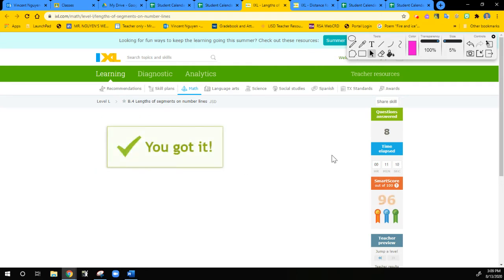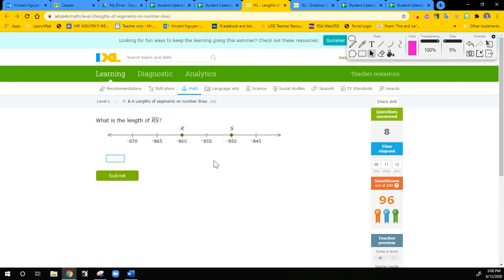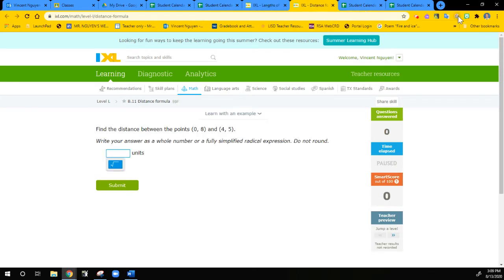All right. I'm going to stop here. So this one is what? This one is 10. We're going to go to the other practice. Okay. So we're actually going to be looking for distance using the distance formula.